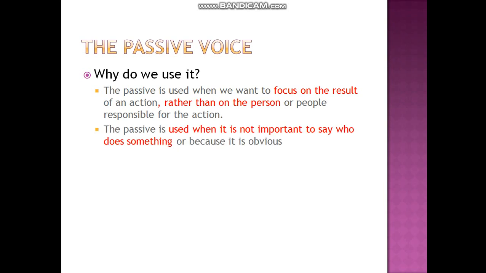Second reason is the passive is used when it is not important to say who does something. So it's not important. Someone cleaned the car. I don't care who cleaned my car. I only care that my car is clean now. Or because it's obvious, of course. For example, the kids have been taught. Who taught the kids? It's obvious that a teacher taught the kids, but it's not important because it's obvious.